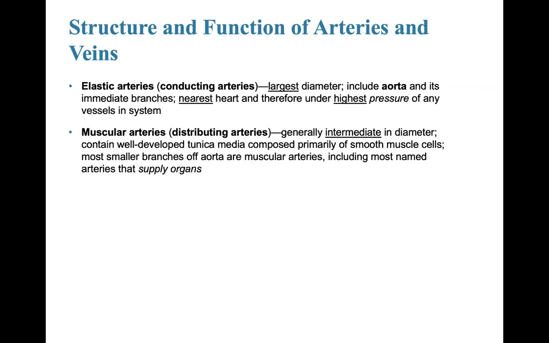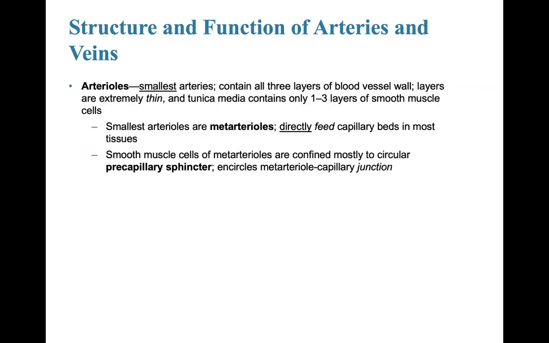The muscular arteries are your distributing arteries. These are generally intermediate in diameter. They contain a well-developed tunica media, composed primarily of smooth muscle cells. Most smaller branches off the aorta are muscular arteries, and they are typically named for the organs they supply. Your arterioles, these are the smallest arteries.